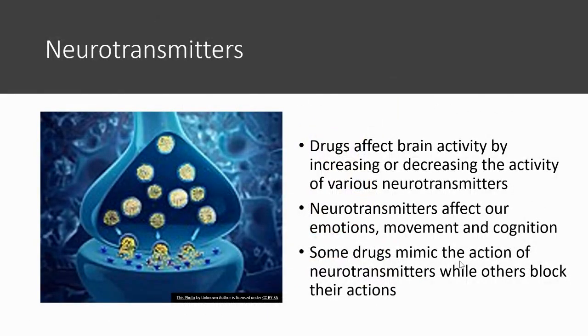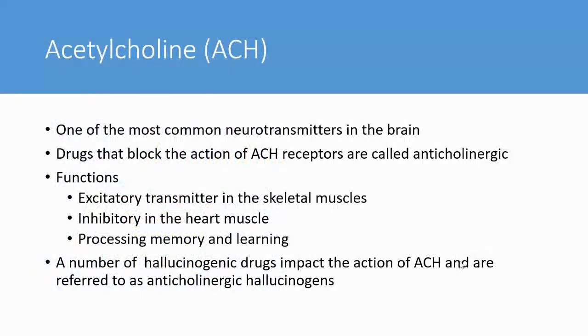And so there are different neurotransmitters in our body, and each of them react differently. And the drugs that affect our brain do so by either increasing or decreasing the activity of different neurotransmitters in our brain. And neurotransmitters can affect our emotions, our movement, and our cognition, or how we think. Some drugs mimic the actions of neurotransmitters, while others block their actions. And so in the next few slides, we'll go over a few of the neurotransmitters.